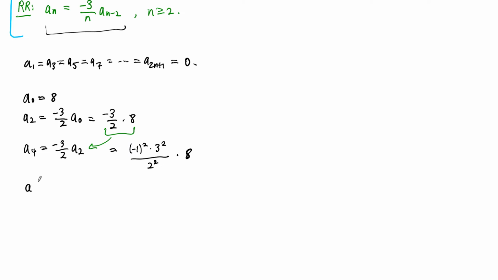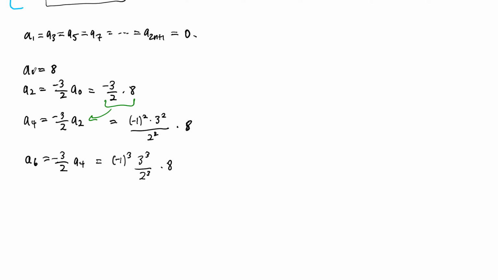If the index is equal to 6, what do we get? Negative 3 halves times a sub 4. Well, what's a sub 4? It's all this that we just solved for. So now we have another negative, another 3, another 2. So now we have negative 1 to the third, 3 to the third, over 2 to the third, times 8. All right, and now we can see exactly how this is going. This is 2 times 0, this is 2 times 1, 2 times 2, 2 times 3. If we write this as a sub 2n, then our formula is going to be alternating: negative 1 to the n, 3 to the n over 2 to the n times 8.